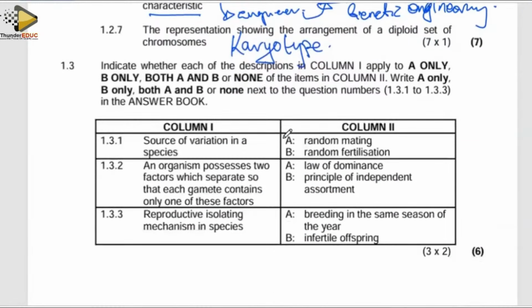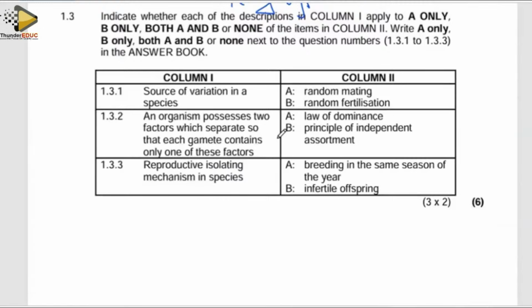All right, let's go to match column example, and then we see if you are ready for this paper. Source of variation in the species. Random arrangement, random mating. Remember, random mating, you don't have to be specific that I want the one which looks like this. Whoever comes, you go with that. Random mating. Random fertilization. How many sperms are being produced in a single ejaculation?